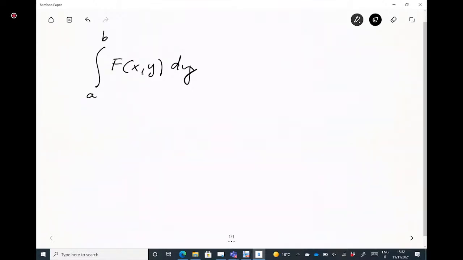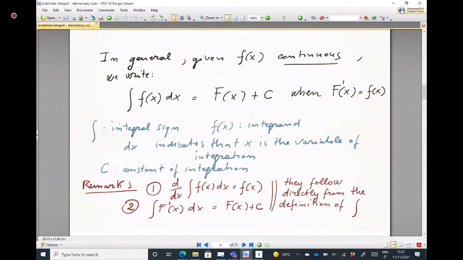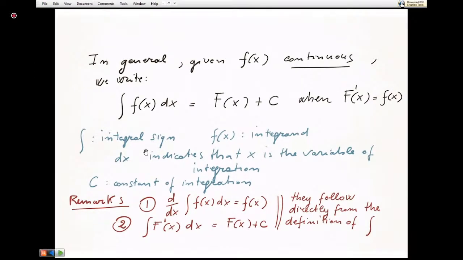But anyway, we have the same dx in the expression of the function, okay? So in principle, in the case of one variable, we don't need this. It's clear that the variable of integration is x, okay? But we anyway put this, also because of the origin of this integral, which is basically related to the computation of areas, okay? We will see this later. Okay, and C is called the constant of integration.